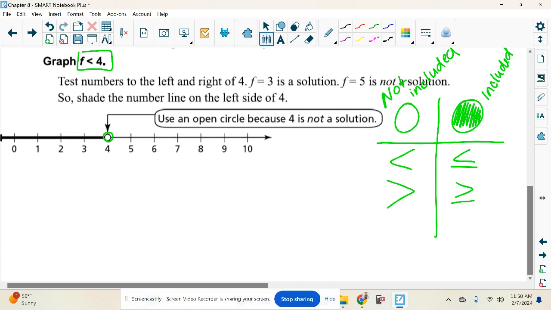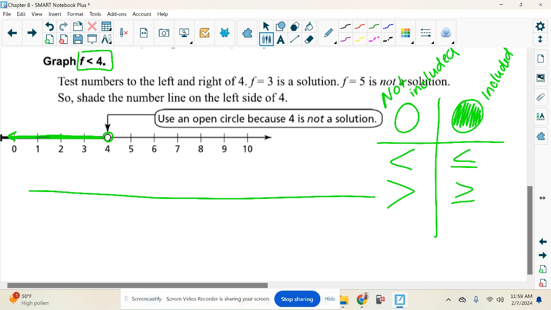And we graph these based off of the direction they're going. Notice here when we have f is less than 4, how they have shaded all the numbers to the left. Are all those numbers less than 4? Is 3 less than 4? Yeah. Is 0 less than 4? Yeah. What it's saying is every single number to the left of 4 is an answer. Even into the negatives. Okay?